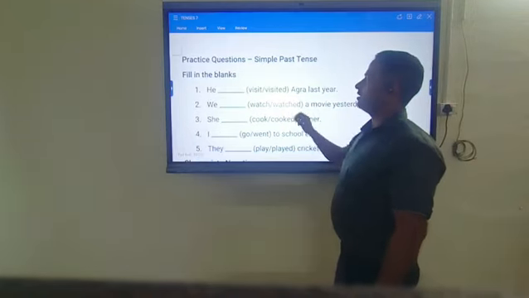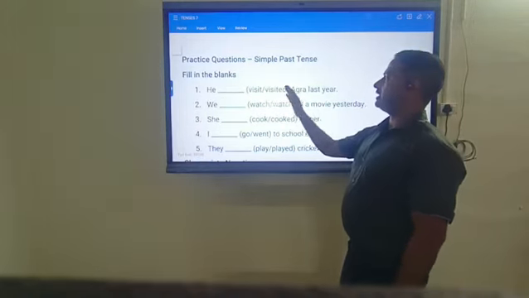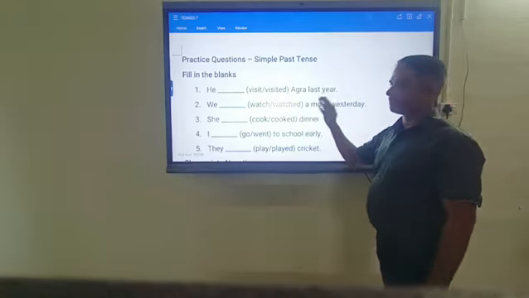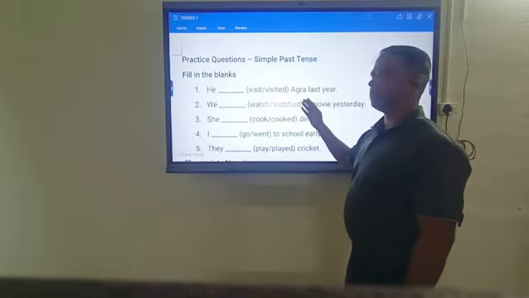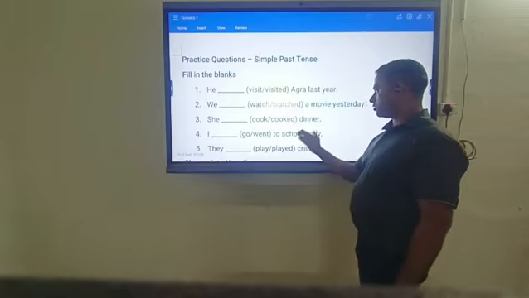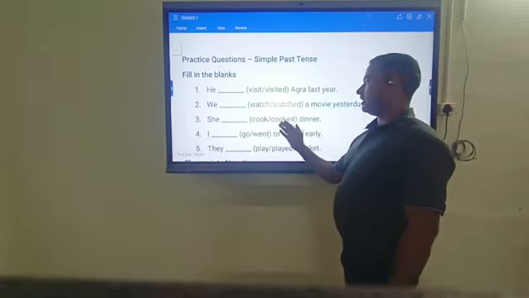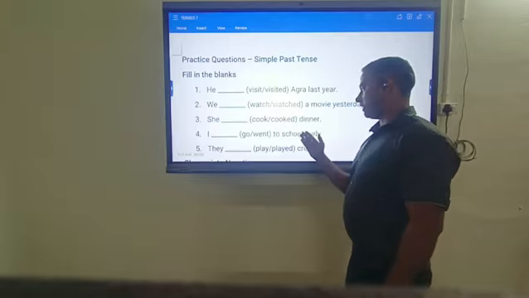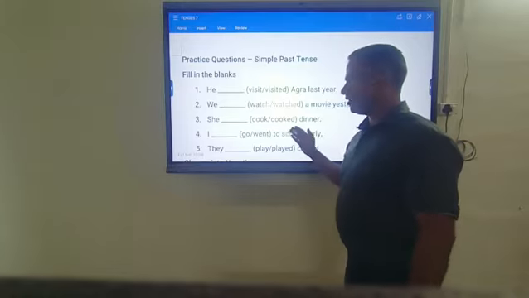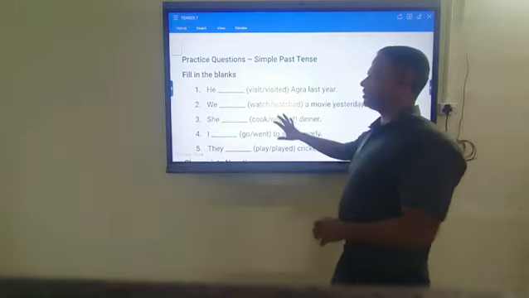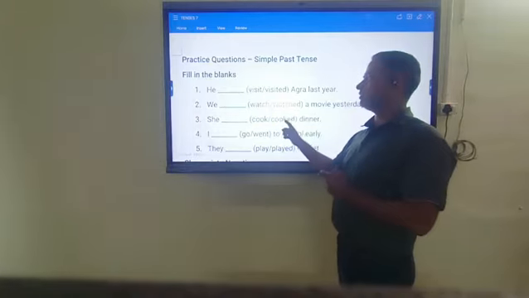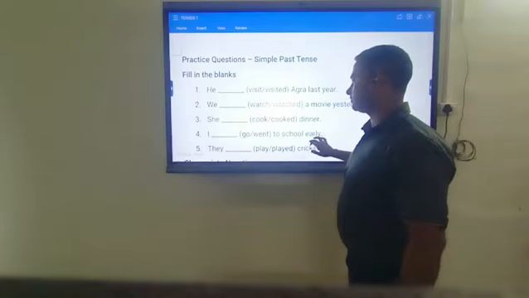The first one is fill in the blanks. He dash visit or visited Agra last year. We dash watch or watched a movie yesterday. She cook or cooked dinner. I dash go or went to school early. They dash play or played cricket. Now you have to choose one of the answers from these two. Which one is the second form, you have to work out on your own.